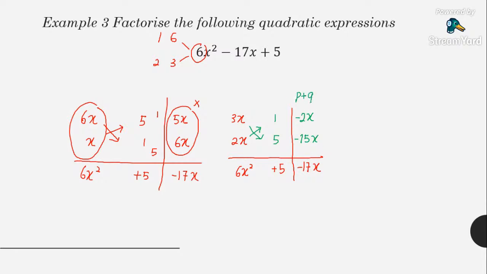Okay, negative means I add them up. So I will get a negative 17x. So this is negative. When I multiply them together, I will get a positive 5. Okay, that's good. So now I'm going to write down 6x squared minus 17x plus 5 is equal to 3x minus 1 and 2x minus 5. Alright, okay. So this is called the factorization involving ax squared plus bx plus c in general form.